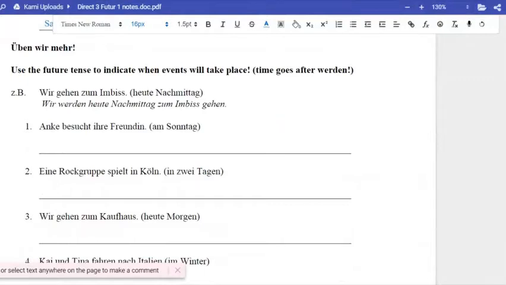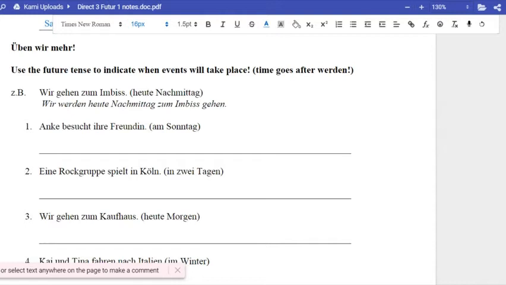Here, we're going to use the future tense to indicate when events will take place. Notice that the time is going to go right after the verb werden. Remember, time does not go at the end of the sentence like it does in English. So the example says, zum Beispiel, wir gehen zum Imbiss. Okay, meaning we are going to the snack stand or the food truck. And we're going to add in heute Nachmittag, and we're going to put this in the future tense using werden.